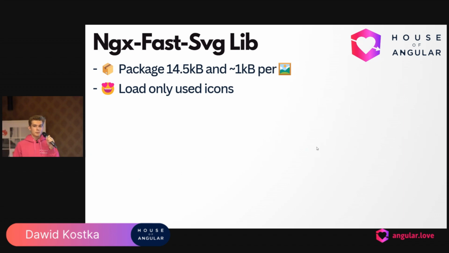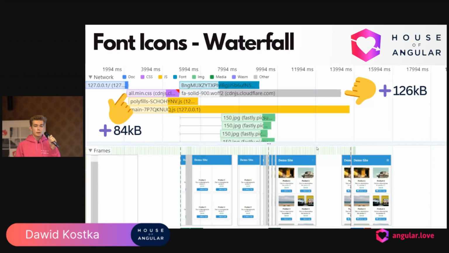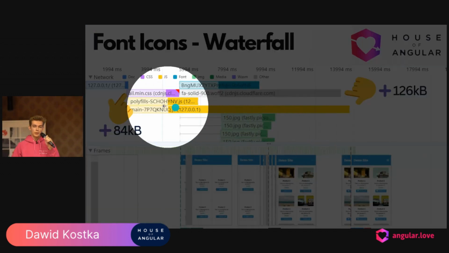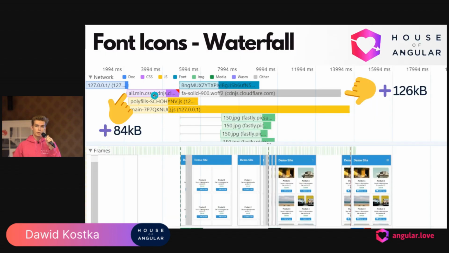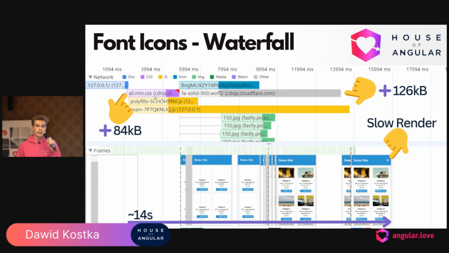So I would like you to see the difference between these two solutions on the waterfall charts. Firstly, we have the font icons. Here, as you can see, we have to dispatch 2 requests in order to render our icons. The first one of them is the CSS request, which then triggers fetching the font file request. This process took around 14 seconds on the 3G network connection. Believe it or not, this is really too long.